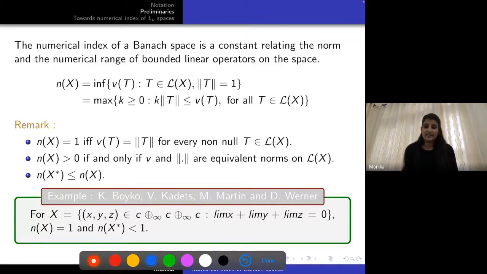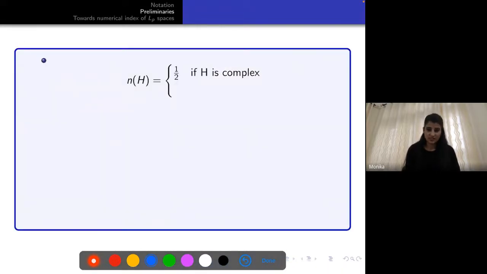So the next open question is, when does the numerical index of X and X star coincide? Like, what is the necessary and sufficient condition? Also, let's see the numerical index of some more spaces. If we have a Hilbert space H, the numerical index will be 1/2 if H is complex, and the numerical index will be 0 if H is real.